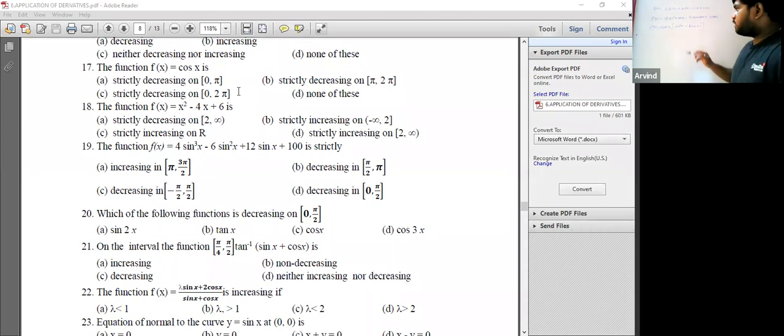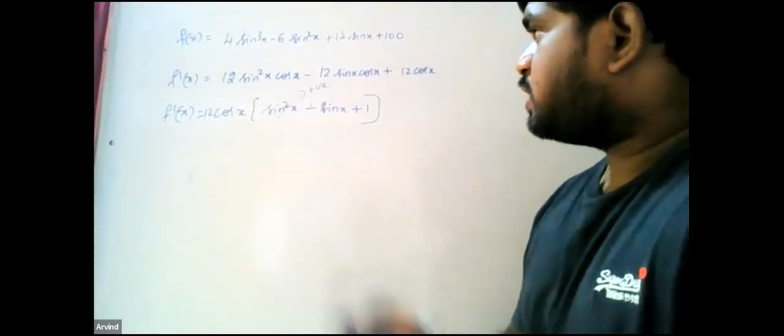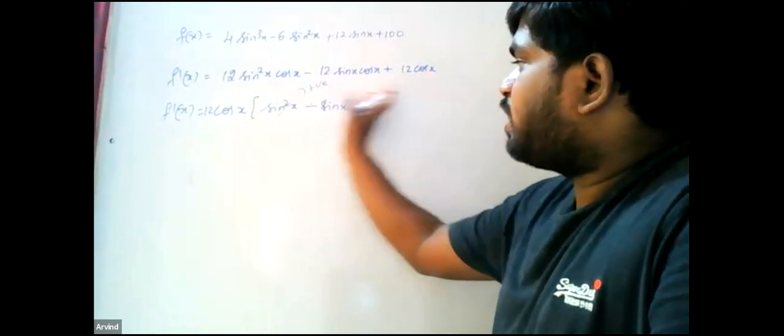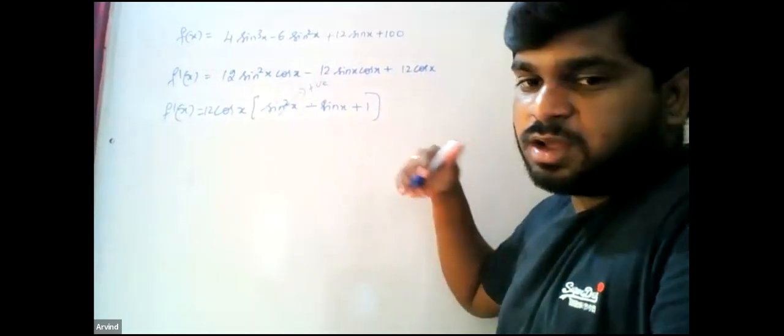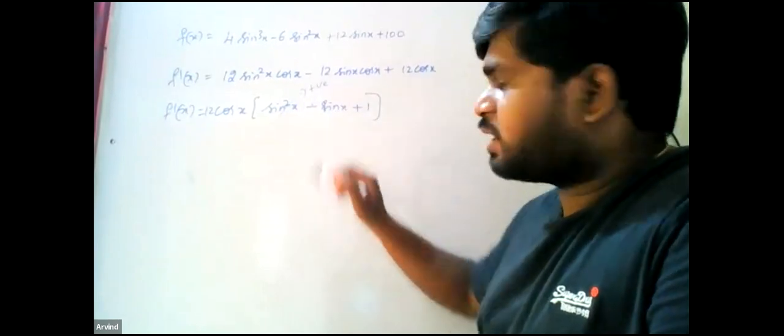Whatever might be the interval, sin square is always positive. So just observe, whatever might be the interval. We differentiated and took 12 cos x common. Let anything be the interval, sin square is positive.